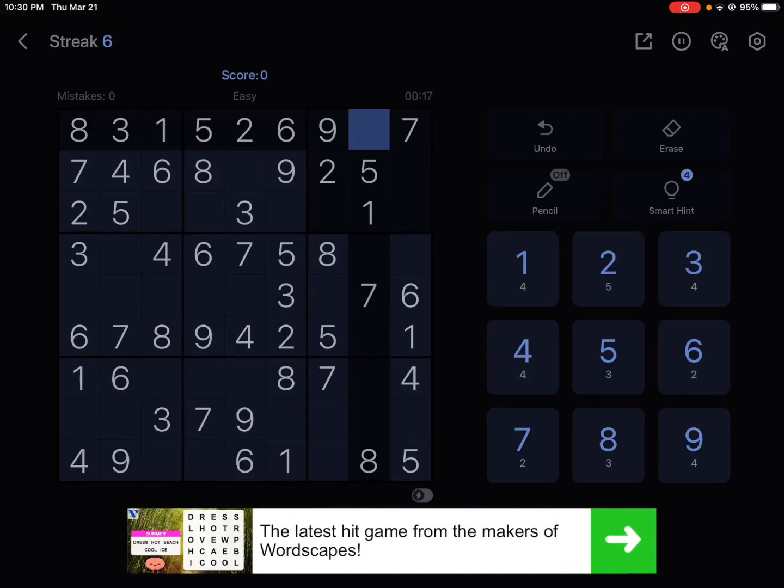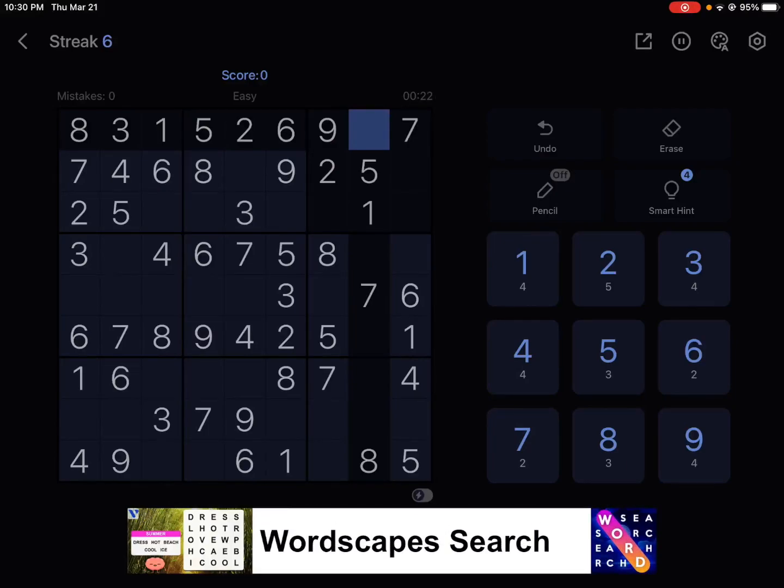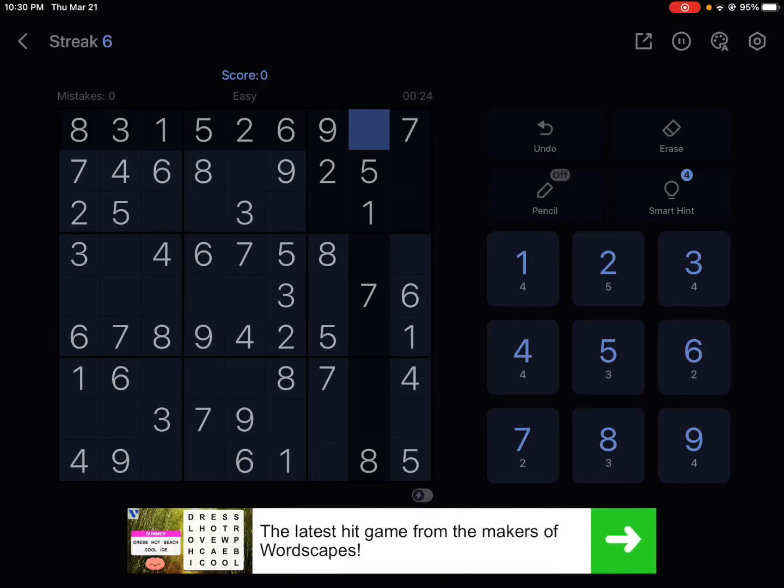So the first row, there's just one number missing. And that's our 3.